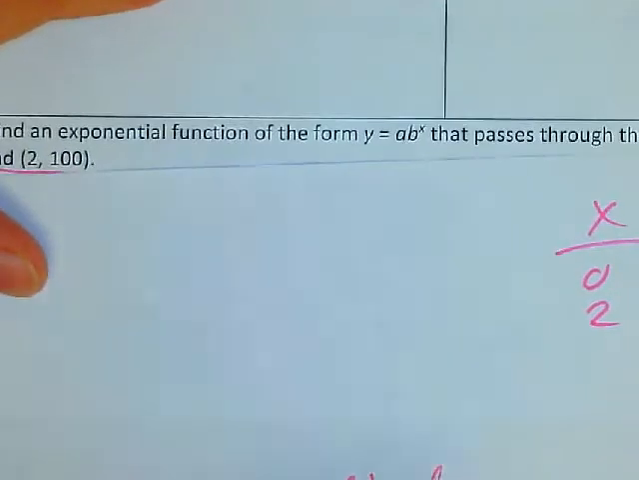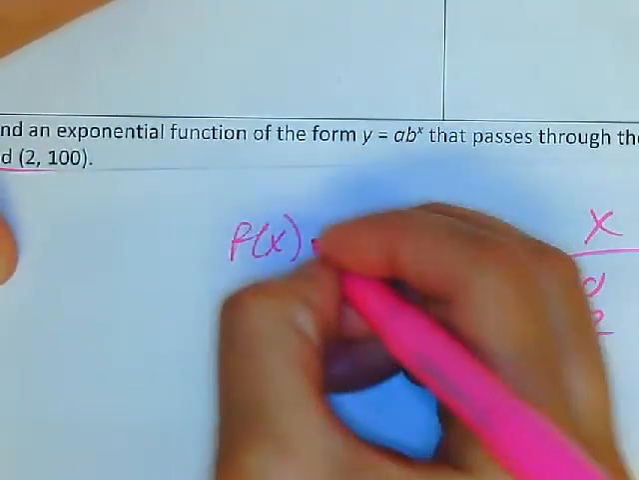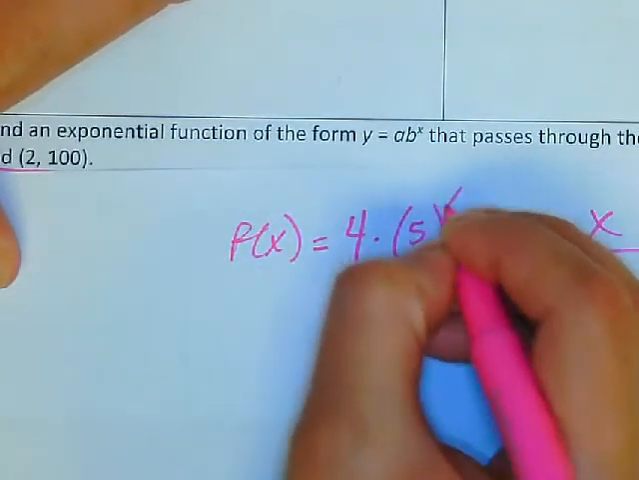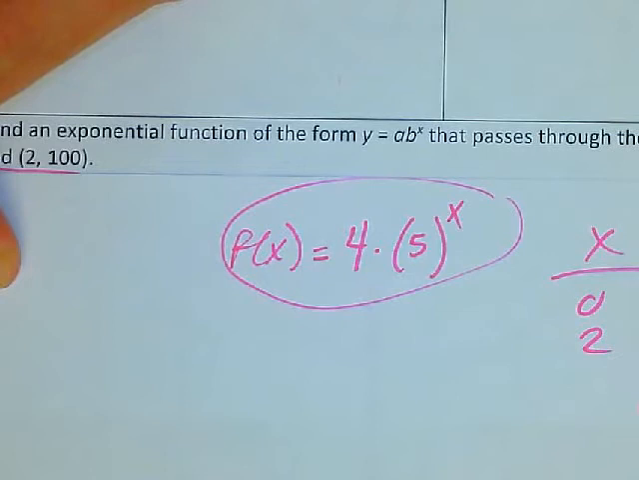So here it gives me, going back to the problem, f of x, or you can also say y equals 4 times 5 to the x. So this will be my exponential function.